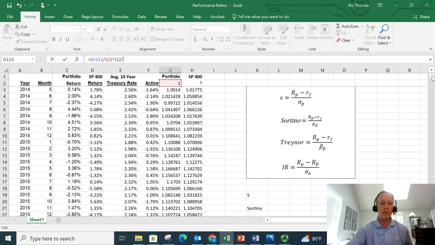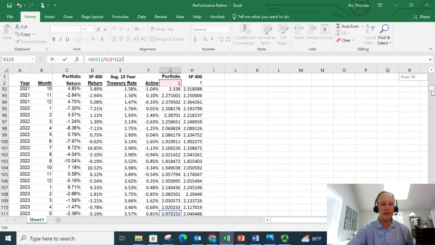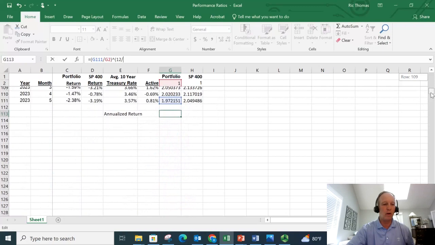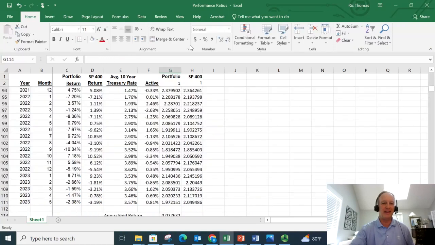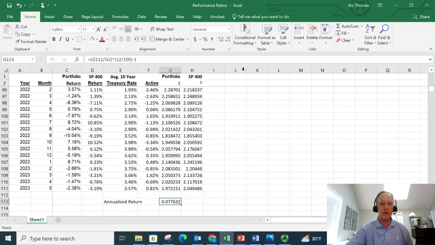Well, how many months do we have? Well, we know that the data starts in row 3, and it goes down to row 111. So that's actually 111 minus 3, which is 108, plus 1, because I want to include that first month. It's actually 109 months. Okay, so I'm raising it to the power of 12 divided by 109, and I'm subtracting 1 from that number to get a percentage. Okay, so that's how you annualize a return, and I'm going to turn that into a percentage.